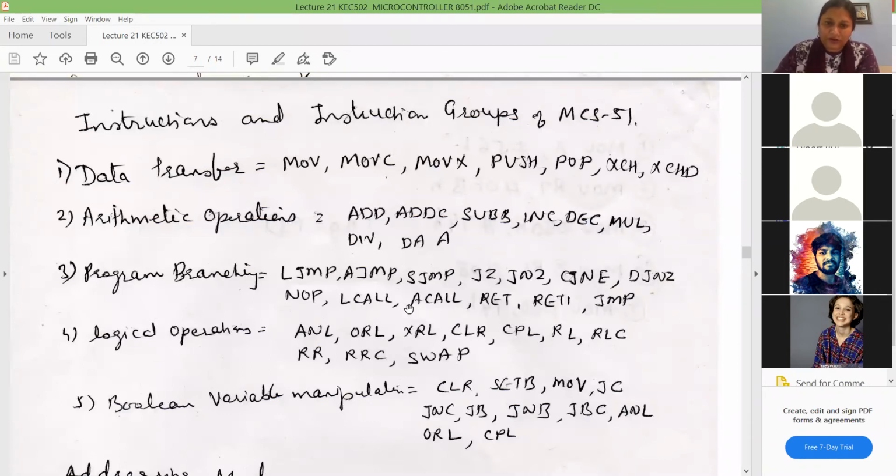Now LCALL, that is long call, absolute call, return from interrupt.